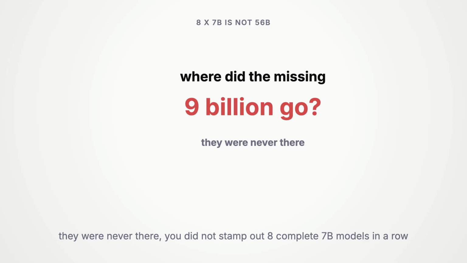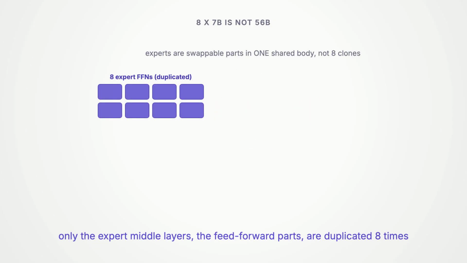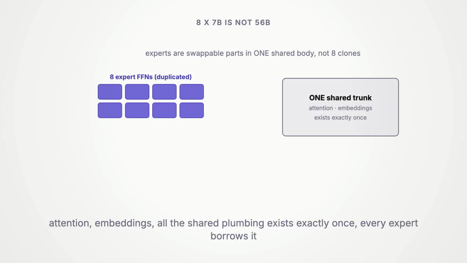Only the expert middle layers, the feed-forward parts, are duplicated 8 times. Everything else, the attention, the embeddings, all the shared plumbing, exists exactly once, and every expert borrows the same copy. So you do not pay 8 times over for the shared parts. You pay once. And the lesson underneath the arithmetic is the real prize.